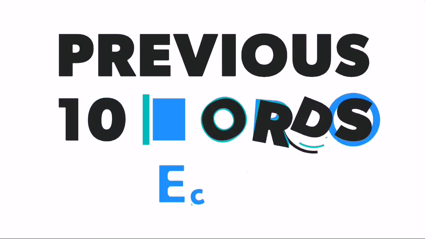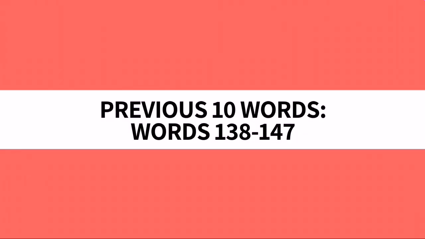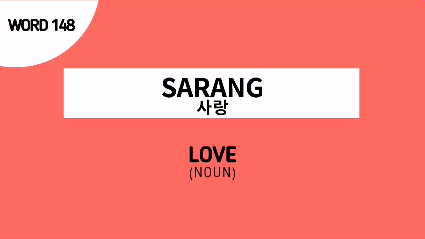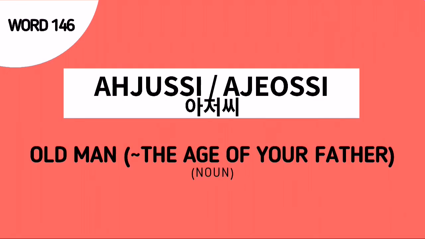Now, let's proceed to the previous 10 words recap. As of now, the previous 10 words are words number 138 to 147. But don't forget our word for today, word number 148, sarang. And this is the Korean noun for love. Word number 147 is ajuma. And this is the Korean noun for an old woman, which is approximately of the same age as our mother. Word number 146 is ajusse. This is the Korean noun for an old man, which is also approximately of the same age as our father.